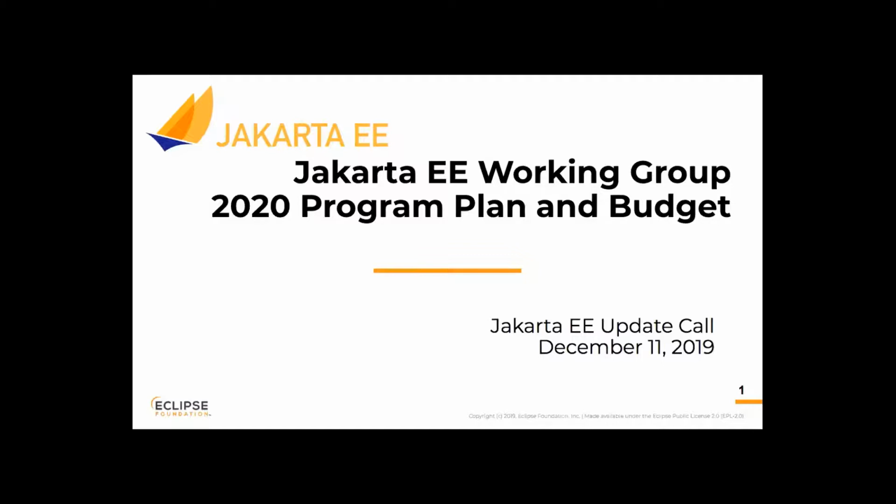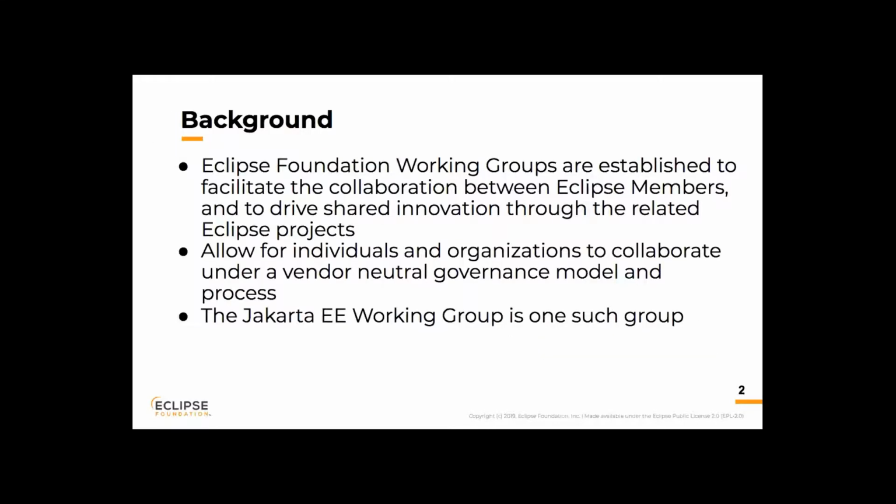So we thought it would be worth reviewing the process and our plan for 2020 to build a healthy ecosystem for Jakarta EE, and the budget that's in place to support that. So that's what I will be discussing. I'm going to start with a little bit of terminology. I'm not sure how familiar many of you are with the term working group. The Eclipse Foundation has the concept of a working group.